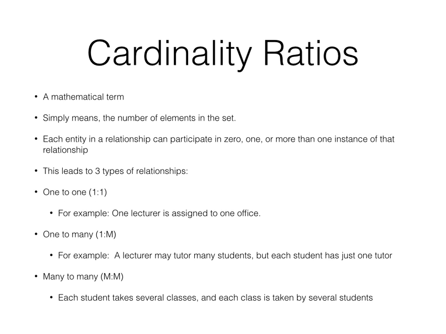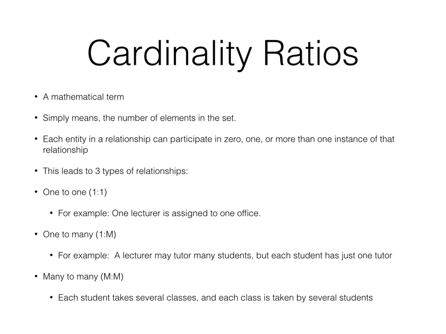There's a one-to-many relationship where, for example, a lecturer may tutor many students, but each student has just one tutor. You could also say one class has many students, and the converse, each student has many classes. And then you have a many-to-many relationship, where each student takes several classes and each class is taken by several students.